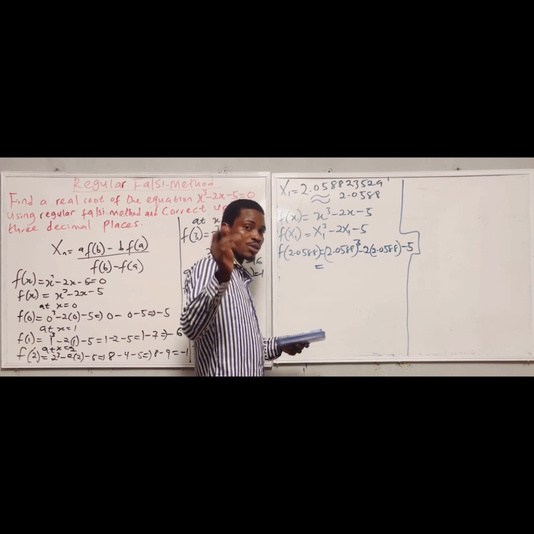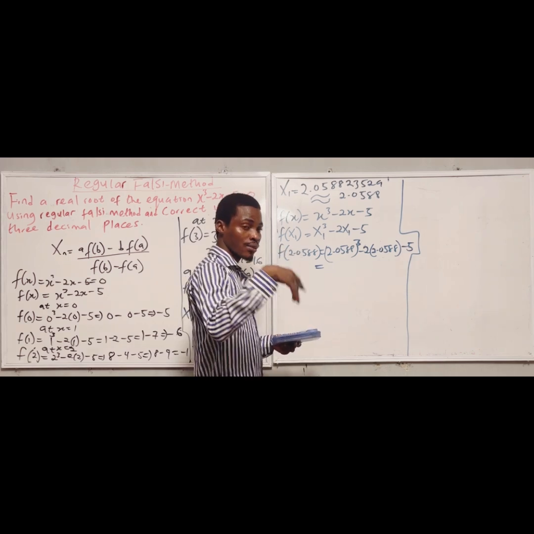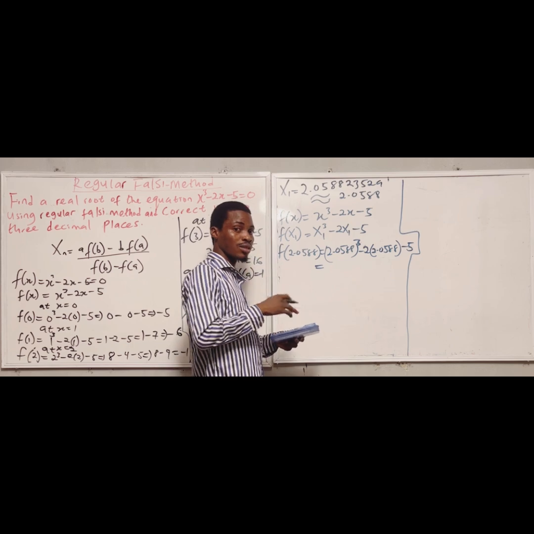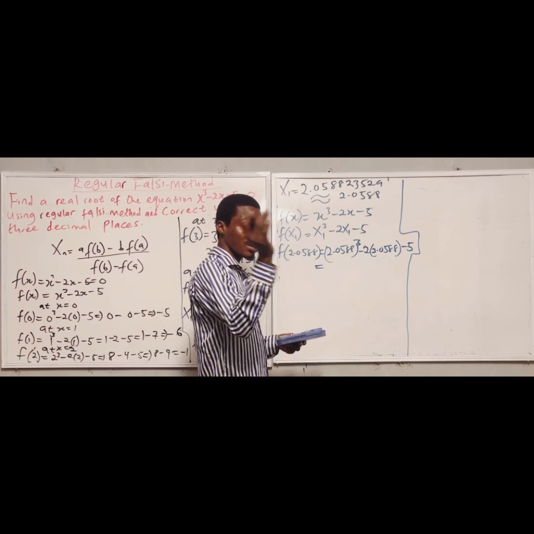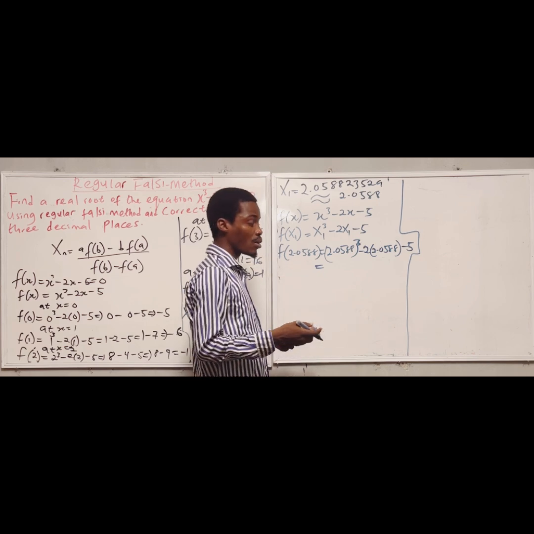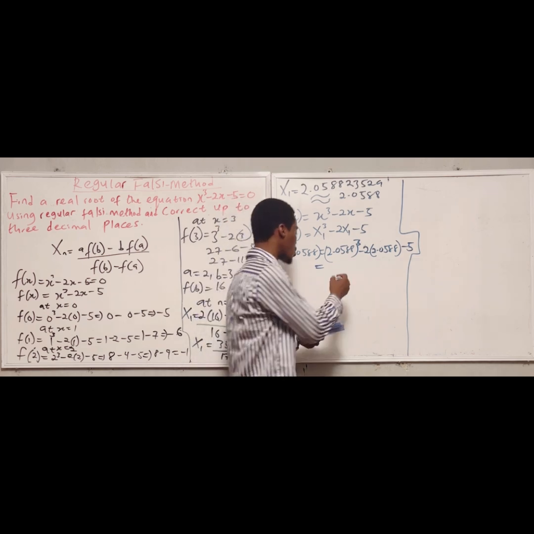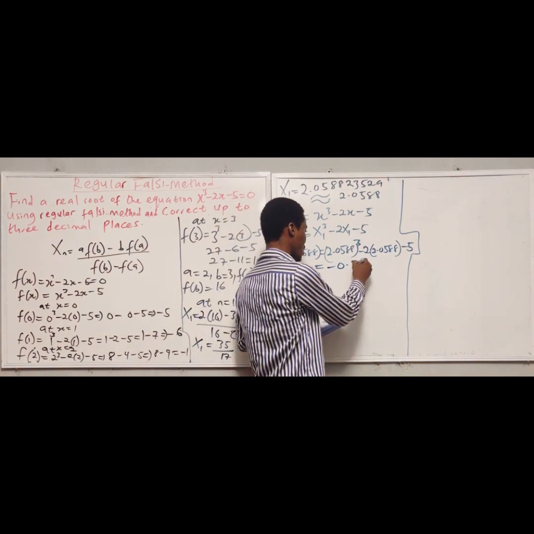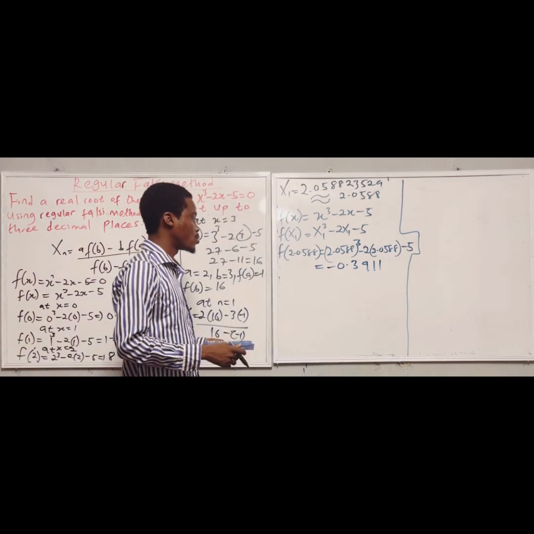The number is actually infinite, that is, it is uncountable, there are many digits. So I will just approximate to 4 decimal points. So I'm going to have minus 0.3911. So this is what I have.